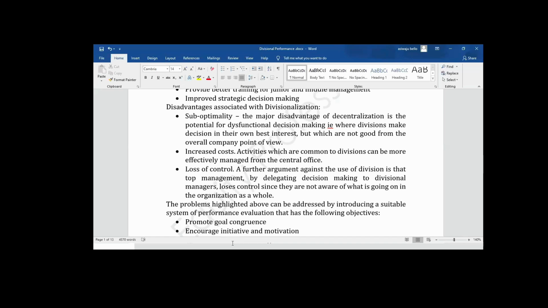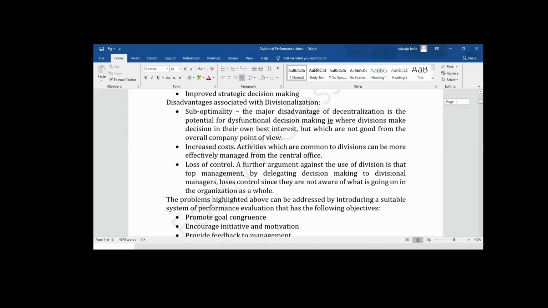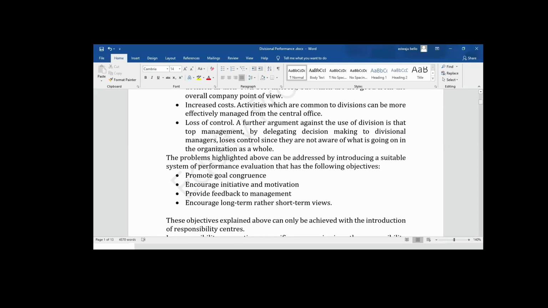Number two, the performance evaluation method must encourage initiative and motivation. Next, our performance evaluation method must provide feedback to management. Any performance evaluation method we are trying to introduce must provide feedback to management. And lastly, our performance evaluation method should encourage long-term view. It should look at the long-term objective of the company. It must not focus on short-term achievements.